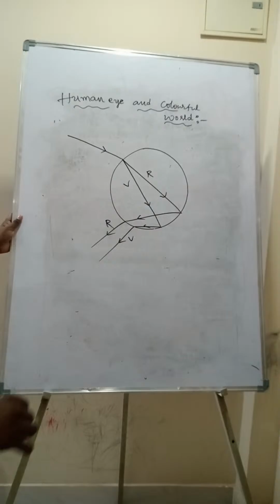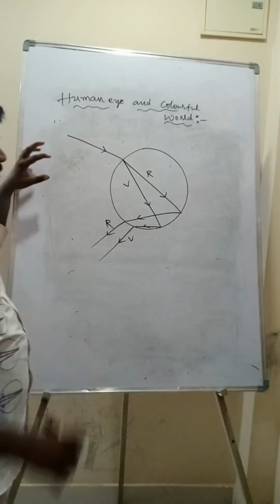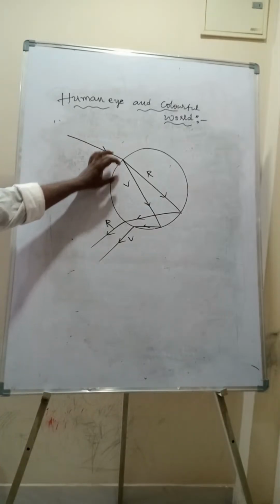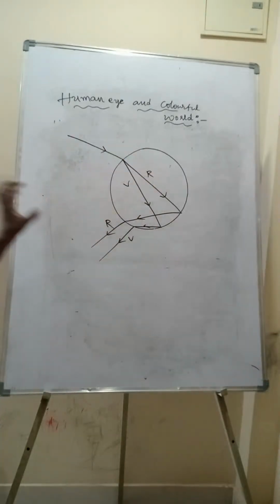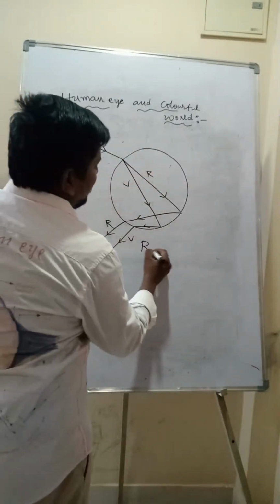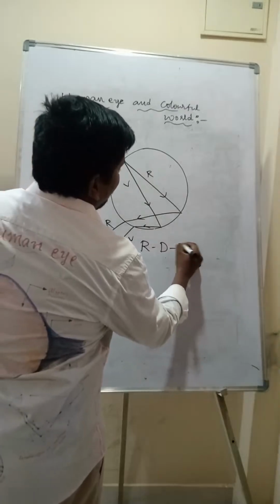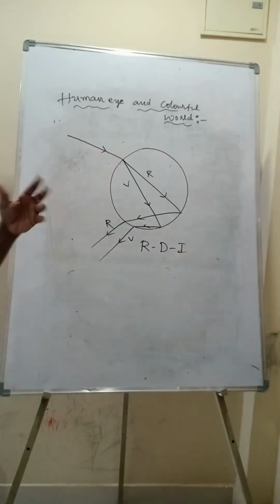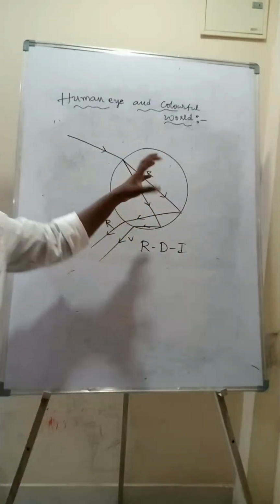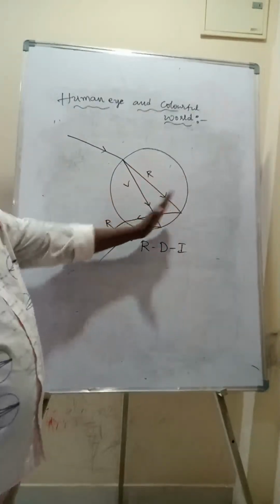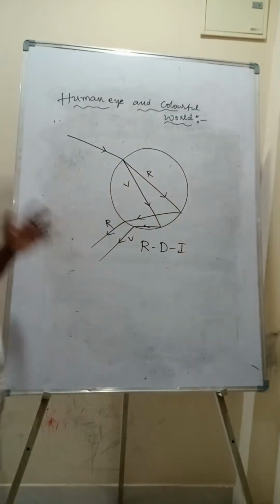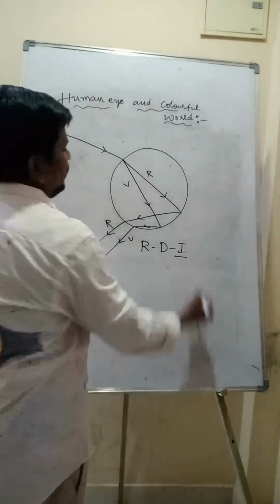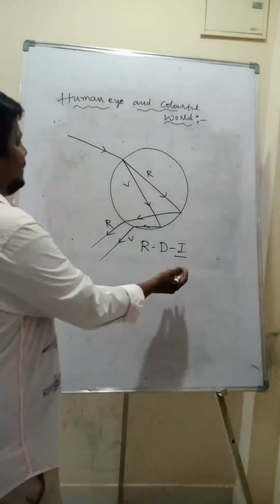So what are the phenomena involved in the formation of a rainbow? Refraction, dispersion, internal reflection. Why not total internal reflection? Some portion of the light will be absorbed, and some portion of the light will come out. That's why we are not talking about completely total internal reflection. So we are considering internal reflection.